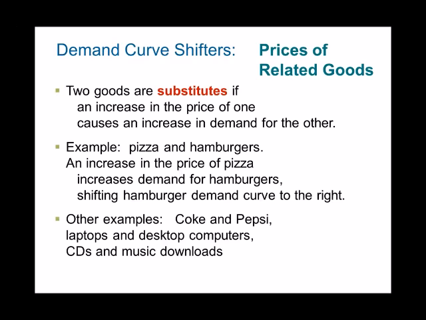Laptop and desktop computers are similar. If the price of laptops goes up, people might want to purchase desktops. If the price of desktops goes up, people might want to purchase more laptops. And CDs and music downloads, same idea. If an MP3 file is cheaper, then people might demand less of CDs, and vice versa.